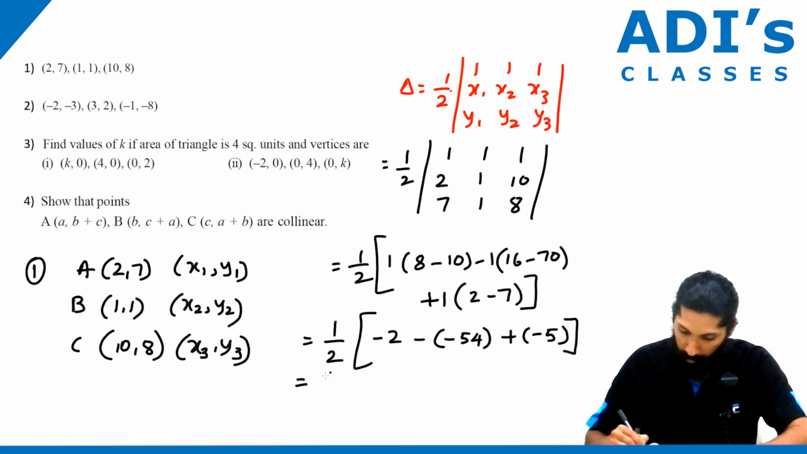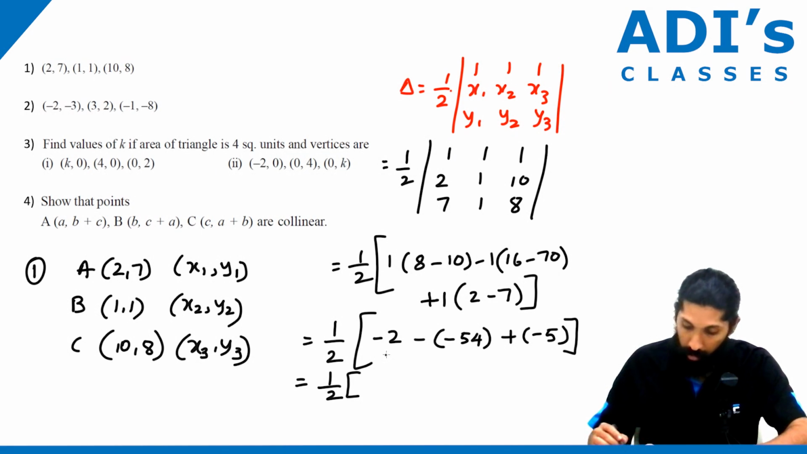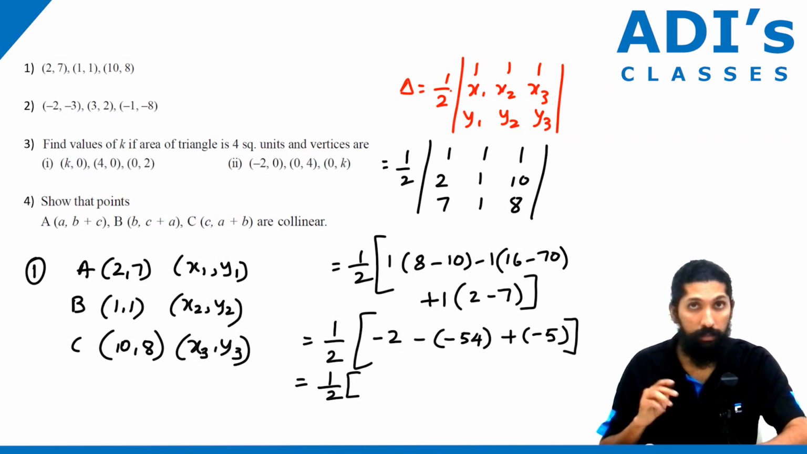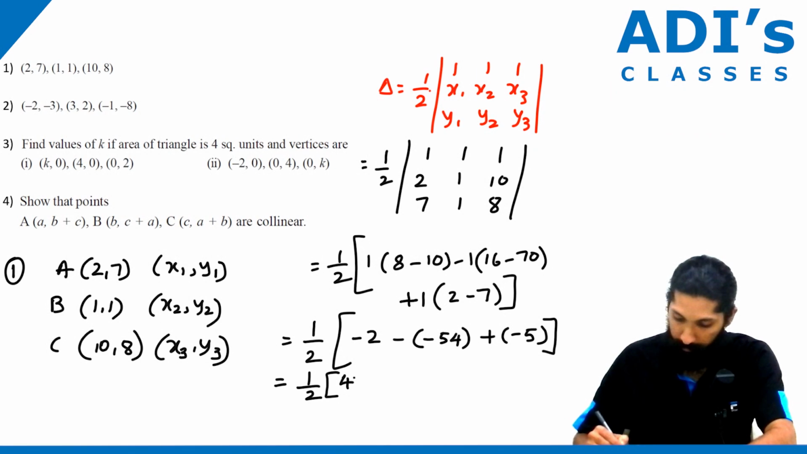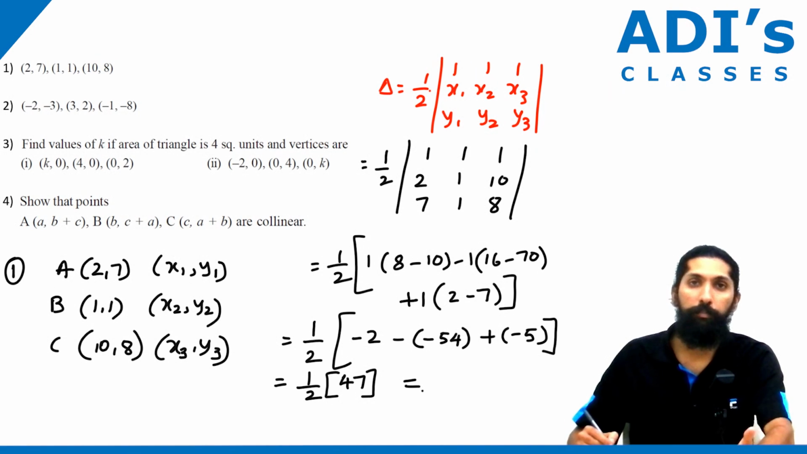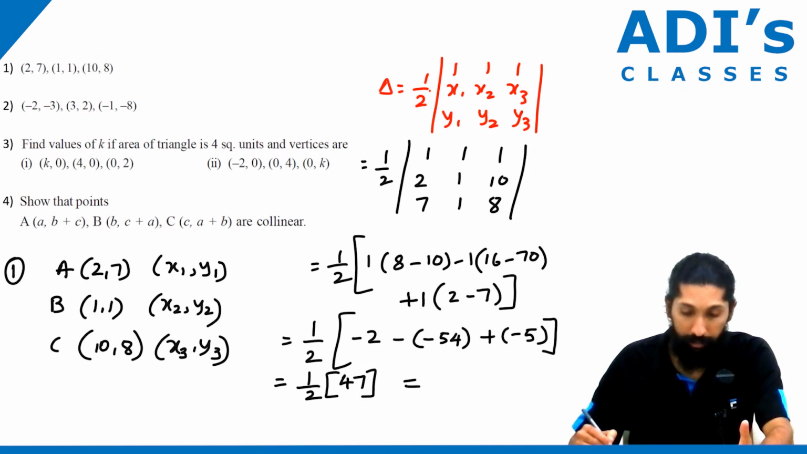So this is going to become half of, see here you are going to have minus 2 plus 54 minus 5, correct? So that's 54 minus 7, you get 47. So final answer is going to become 47 divided by 2. You can keep it like this or you can keep it in decimal. Either which ways, both are correct.